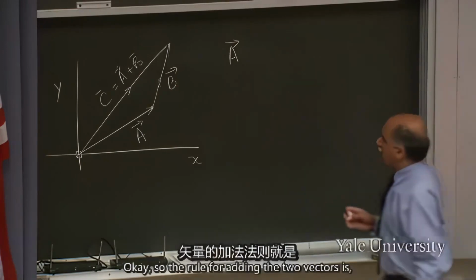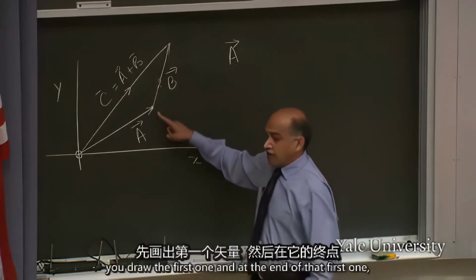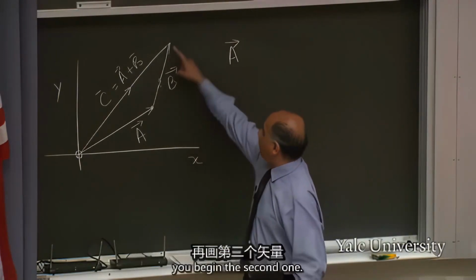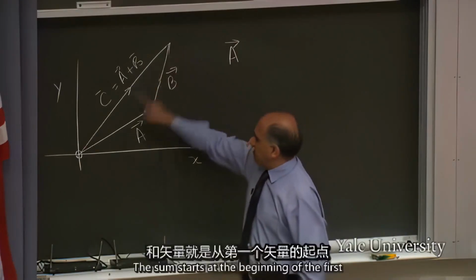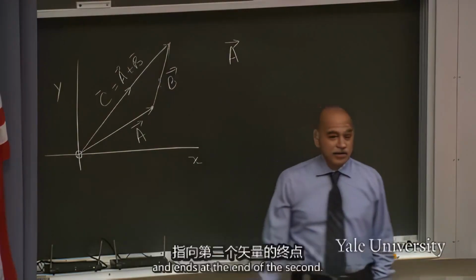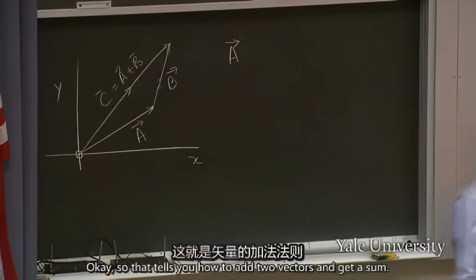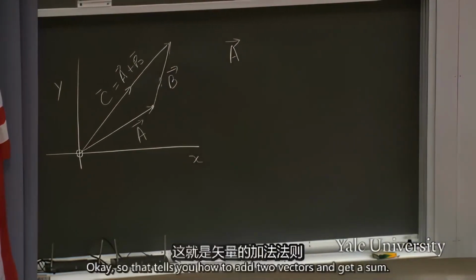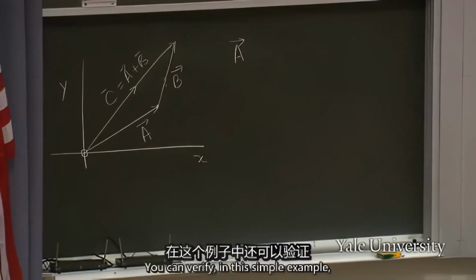Okay, so the rule for adding the two vectors is you draw the first one, and at the end of that first one, you begin the second one, and the sum starts at the beginning of the first and ends at the end of the second. So that tells you how to add two vectors and get a sum.